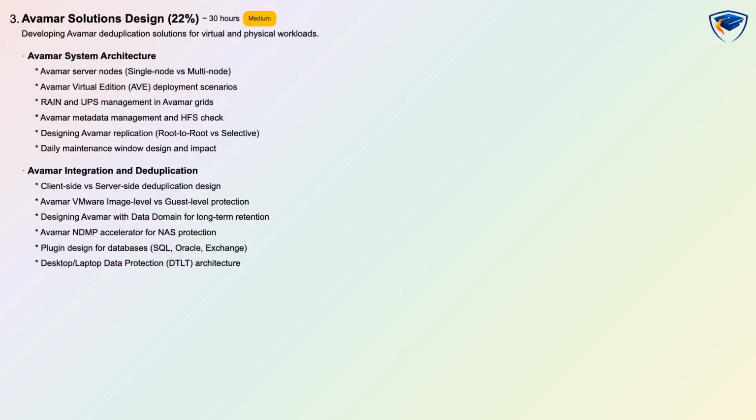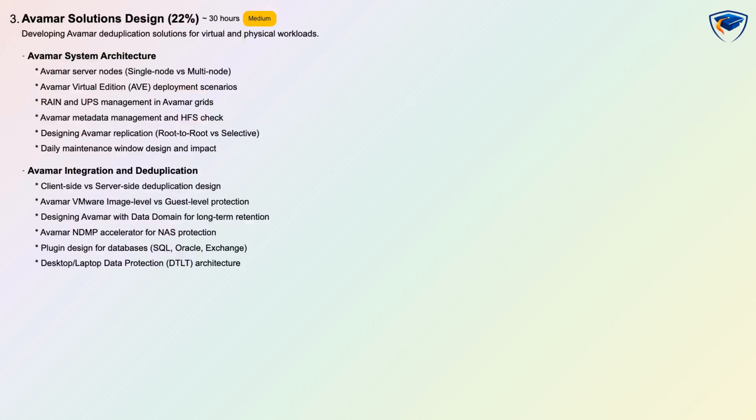AVMR Solutions Design is 22% of the exam, at medium difficulty with about 30 hours and scenario-based assessment. You will learn AVMR system architecture including single-node and multi-node grids, AVMR Virtual Edition deployment options, RAIN and UPS management, and metadata and HFS check processes.